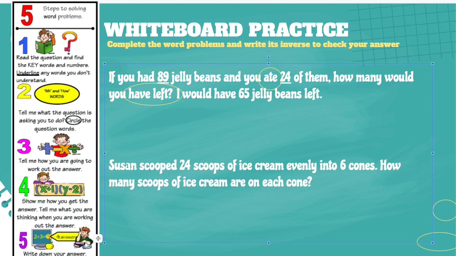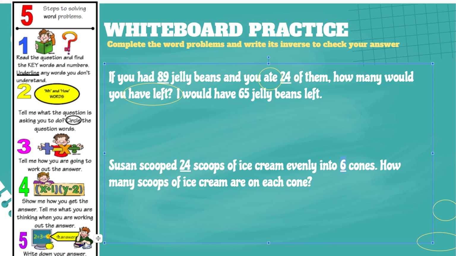Okay, so Susan scooped 24 scoops of ice cream evenly into 6 cones. How many scoops of ice cream are on each cone? So our first step is to underline the key words and numbers. So 24 is a key number. We're going to need that. And 6 is a key number too.